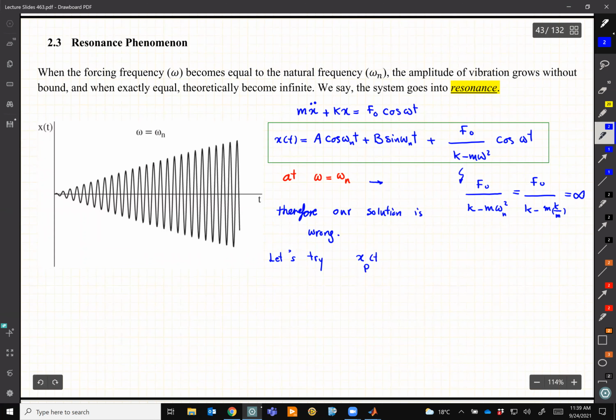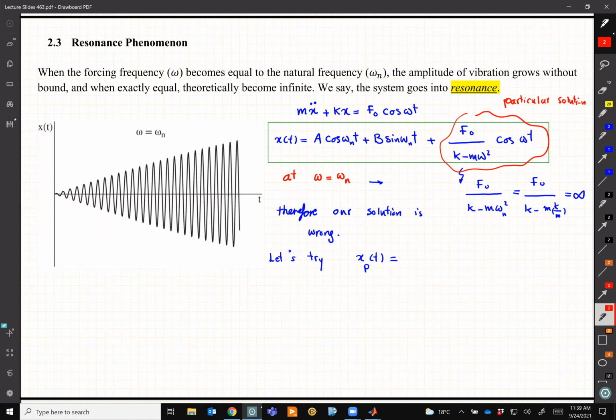This time, the particular solution, because you see the problem is with the particular solution, right? This was the particular solution, or x_p, and there was something wrong with this one. Mathematically it's not correct. So this time, for x(t), let's try x like a constant, then multiply by t sine omega t. But omega is equal to omega_n, so I just put omega_n there.